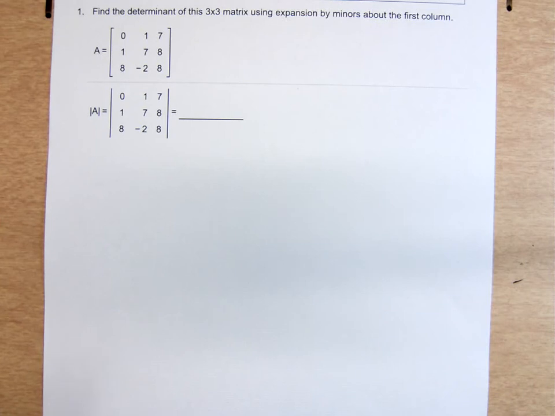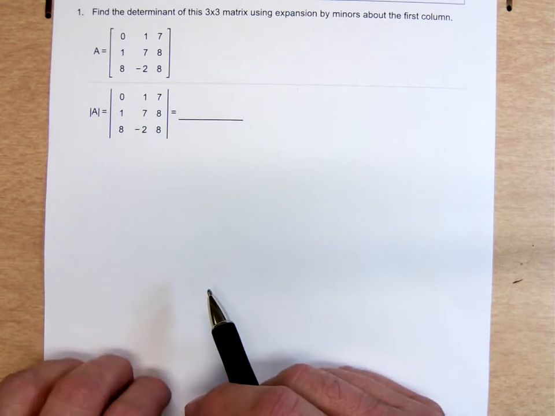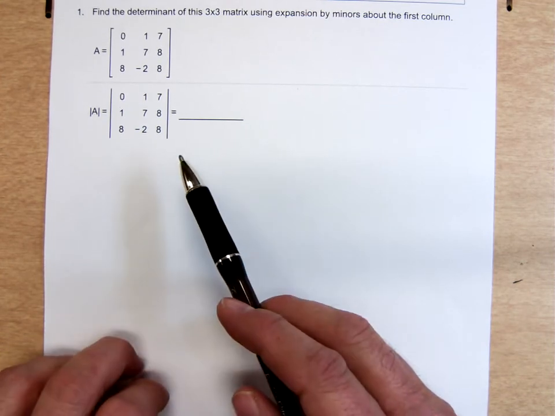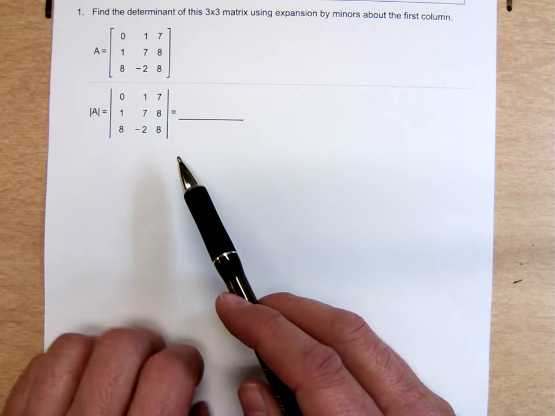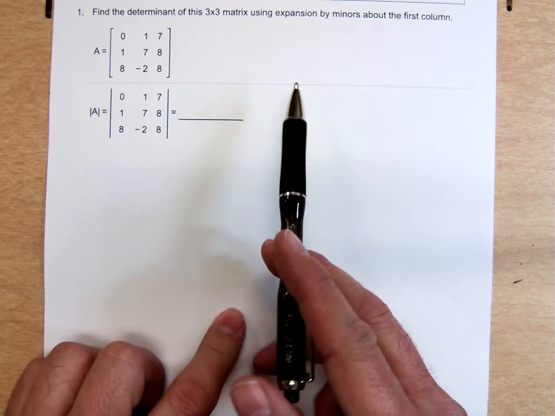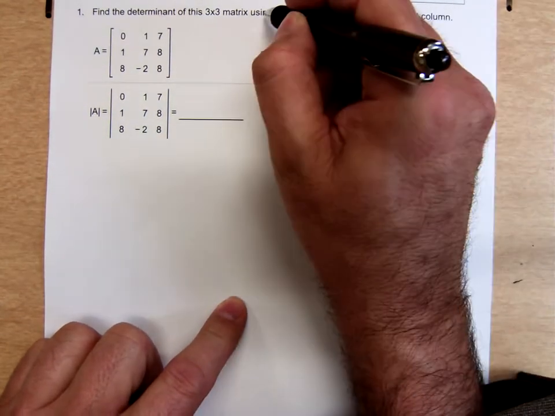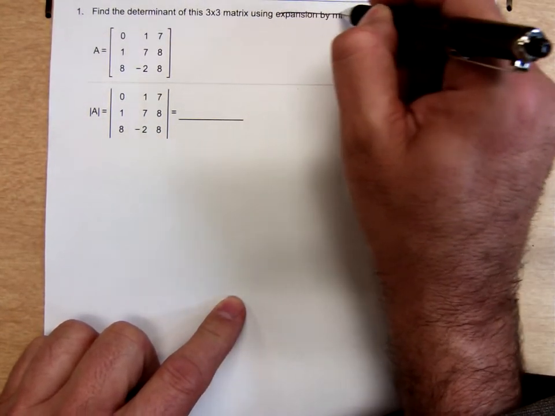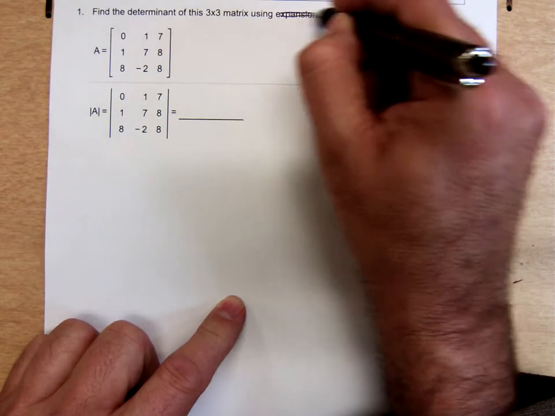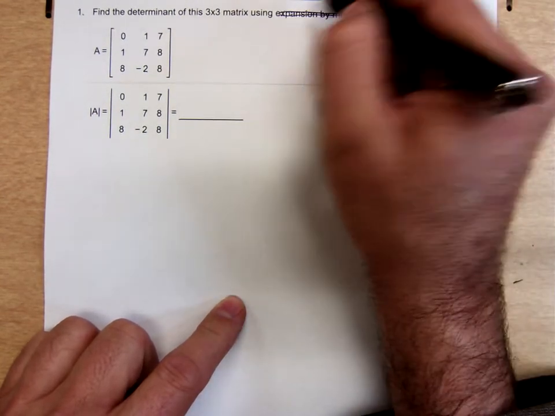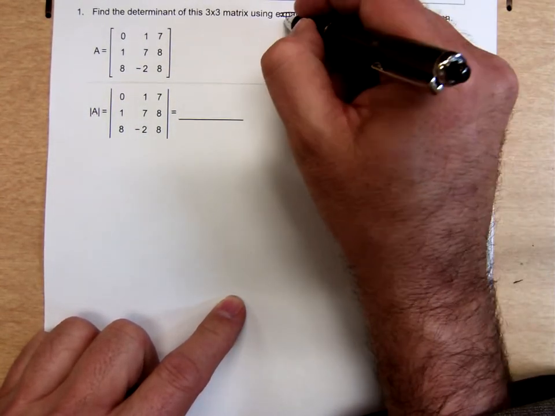This is Mr. Precella, and we're reviewing for our final exam in college algebra today. So the first problem says find the determinant of this 3 by 3 matrix, and it says to use expansion by minors about the first column. You're thinking, what the heck do they mean by that? Well, what we're going to do is the crisscross method.